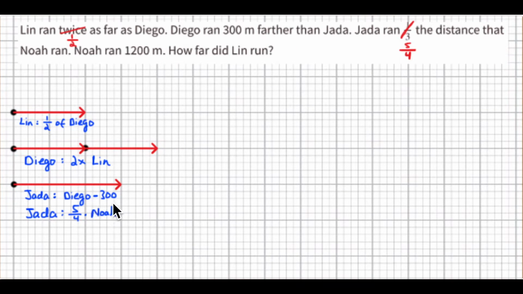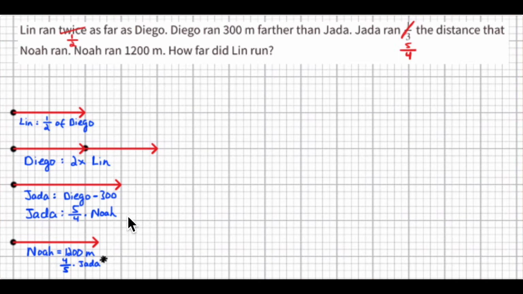Jada ran 300 meters less than Diego. So I'm not sure of the units just yet, but I'm just going to draw a shorter arrow. This is 300 meters less than Diego. And Jada ran 5/4 the distance of Noah. Well, that means the reciprocal relationship is that Noah ran 4/5 the distance of Jada.